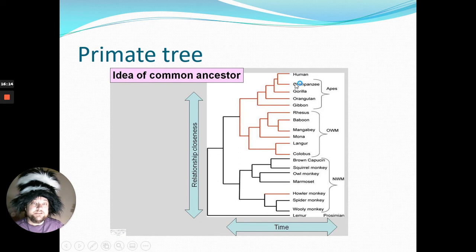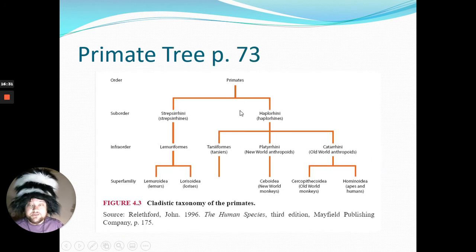Okay, so humans and chimps, and they could put bonobos here too, we're kind of like cousins, or siblings maybe, more like cousins. But the further back you go, the more distant the relationship is. Okay, so that's one primate tree. You have some in the book as well.